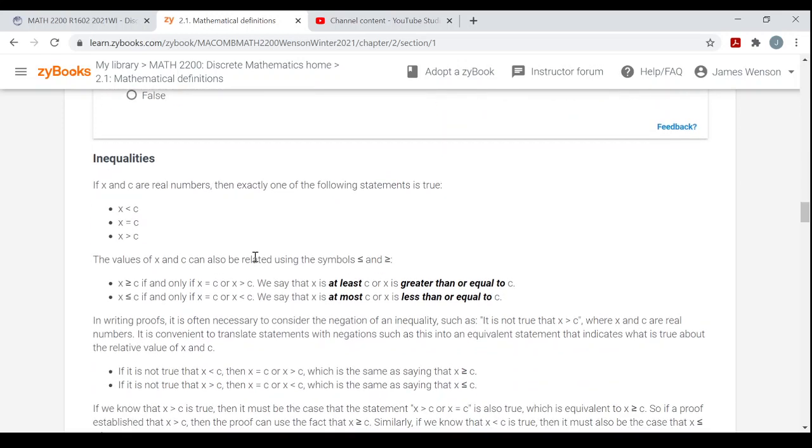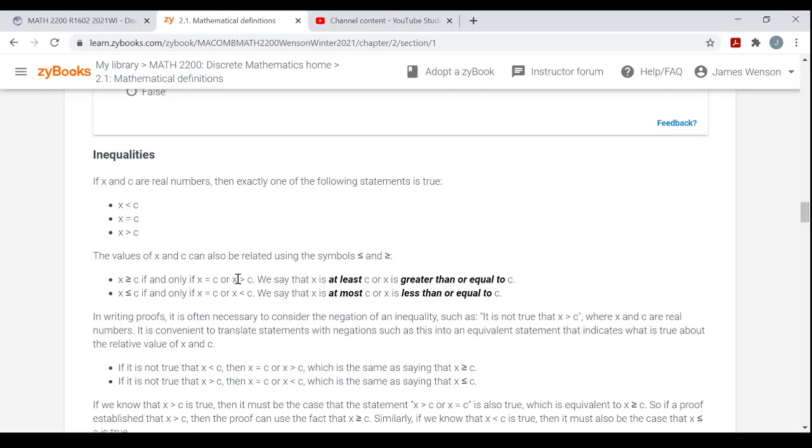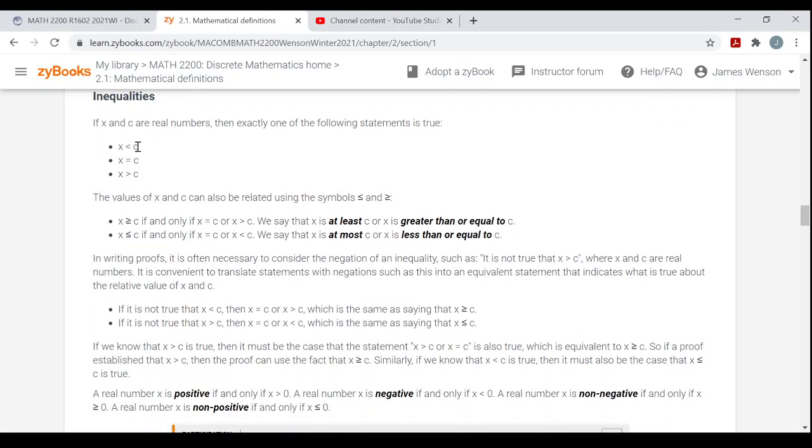All right. Now inequalities. Again, this should all be pretty familiar from a basic algebra class or beginning algebra class. So I'm not going to spend too much time talking about this. You just have some definitions here. Remember, this is x is less than c, x equals c, x is greater than c. If you're talking about real numbers, exactly one of these three things has to be true for any two real numbers. They're either one's less than the other, or they're equal, or one's greater than the other.